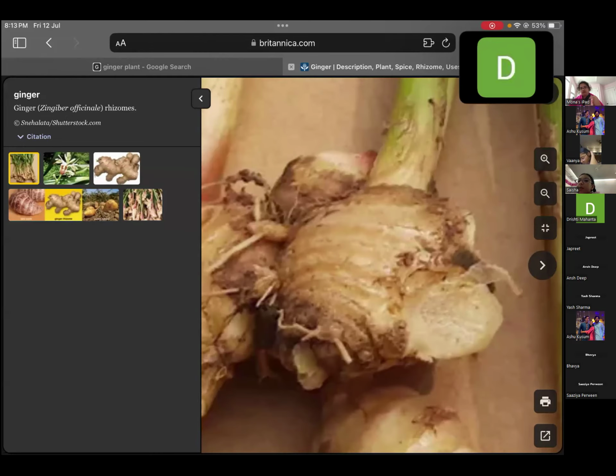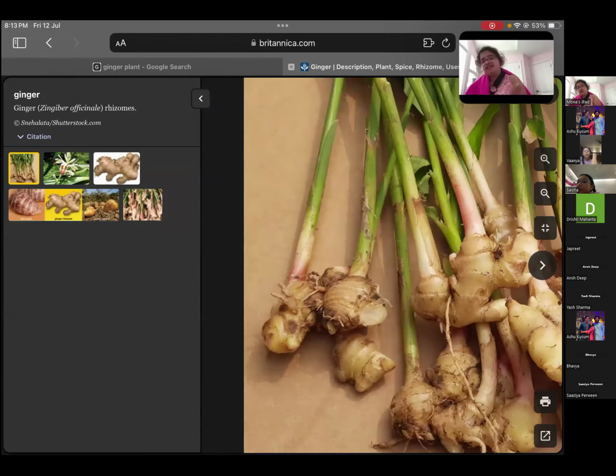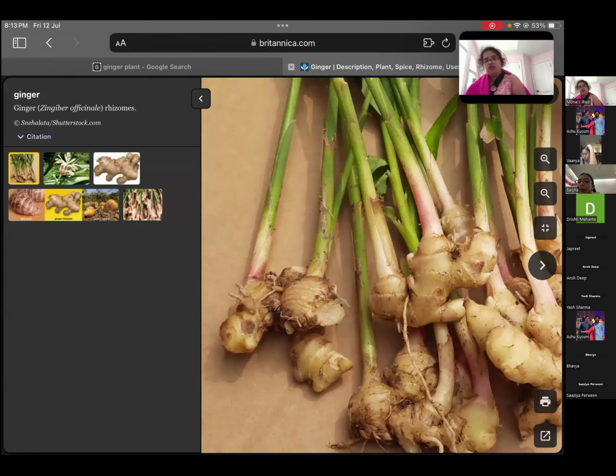This is the stem. Wait, are carrots stems? No, carrot is not a stem, that is a root, right? And the same is the turmeric plant also.